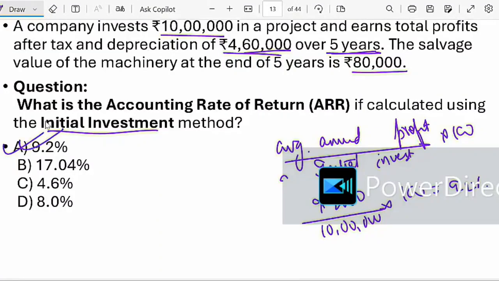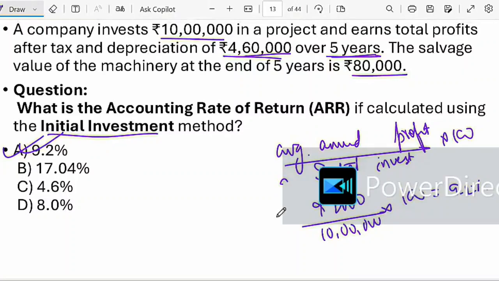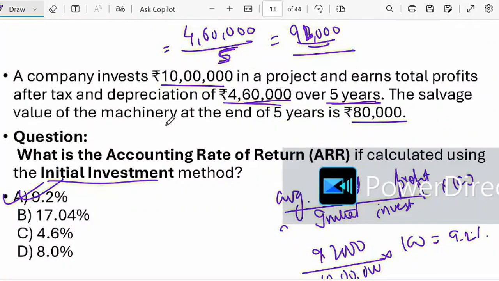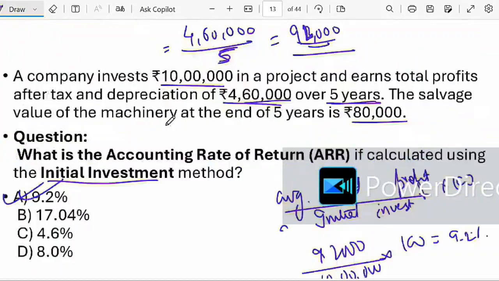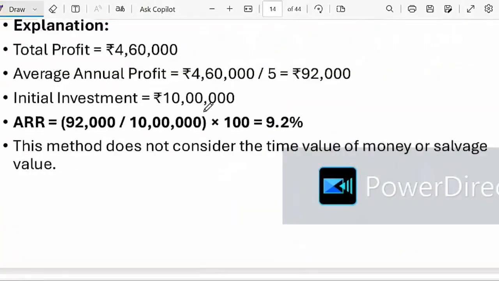Very good to see that all of you have understood. So this is our version number 2. ARR, I hope the concept is clear now. If any doubt, please raise the question. Very easy to understand this ARR concept.